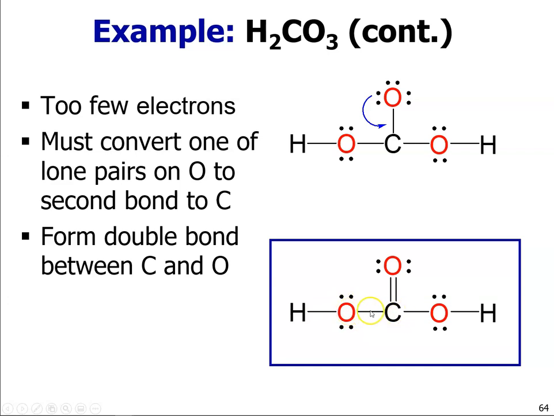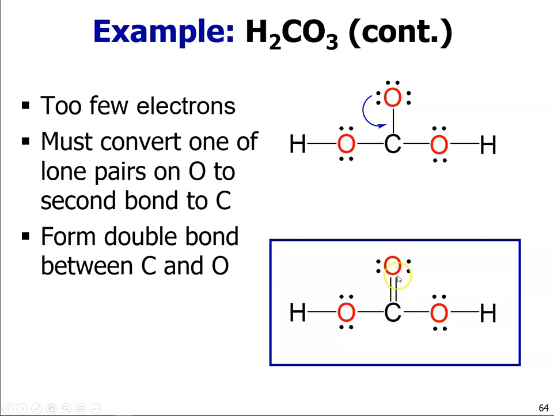This carbon has 2, 4, 6, 8. Remember, this means it's a double bond, which means it has 4 electrons in it, 2 sets of 2. So that's 8. We've got an octet. This is a mirror image of this side, but we'll just count anyway. 2, 4, 6, and 8. That is great. Hydrogen has 2 electrons, which is all it can have.